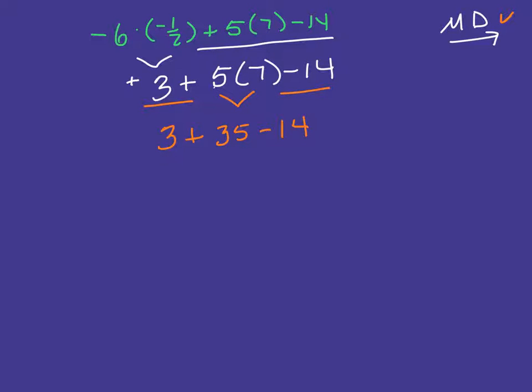There is no more multiplication and division. So the next thing I'm going to be looking at is addition and subtraction. Again, in order from left to right. So I've got 3 plus 35 is 38, minus 14. And the only thing I have left to do is subtract. So 38 minus 14. If I do 38 minus 4, that's 34. Take away 10 more is 24. There's my final answer.